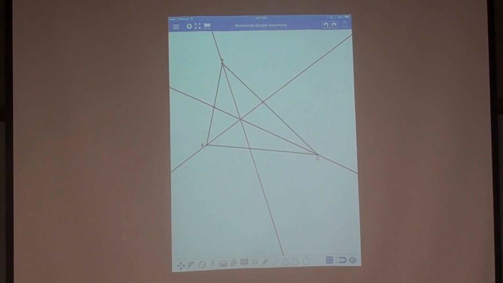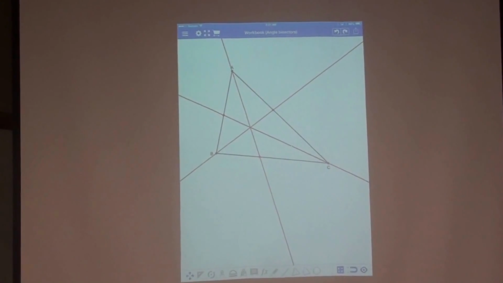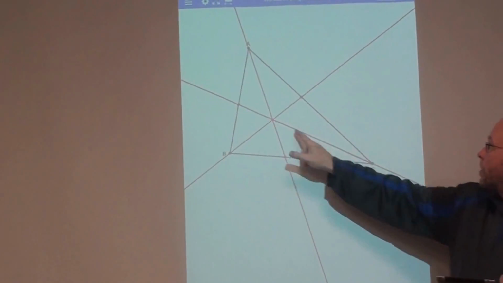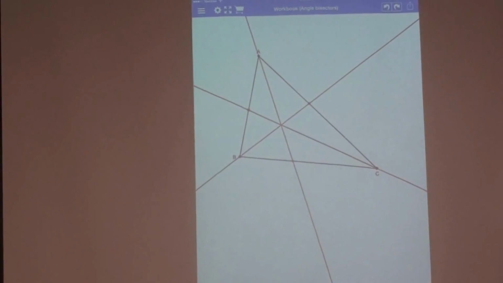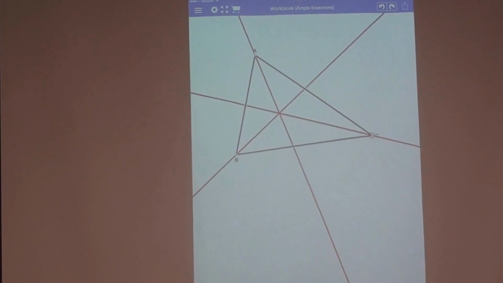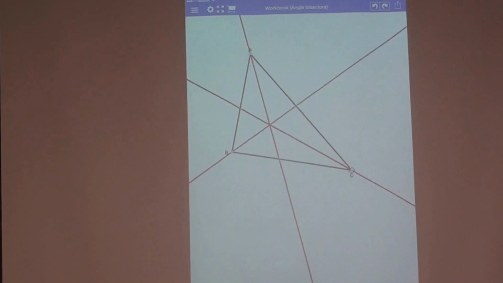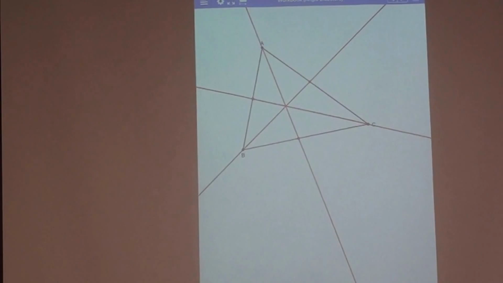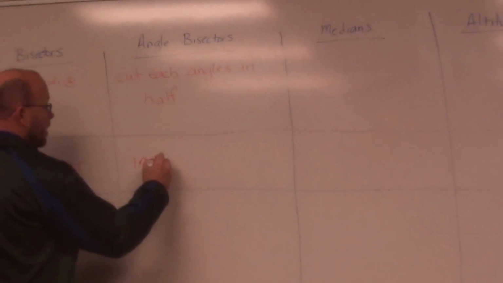Okay, after our technical issue, we're back. So we were talking about the angle bisectors. The angle bisectors cut each angle in half. And here's a picture of the angle bisectors. So they're in red. C gets cut in half, B cut in half, A cut in half. What was that point of concurrency called with the angle bisectors? The incenter. And the incenter is always where in the triangle? In the middle, or inside the triangle. So the angle bisectors, their point of concurrency is the incenter.